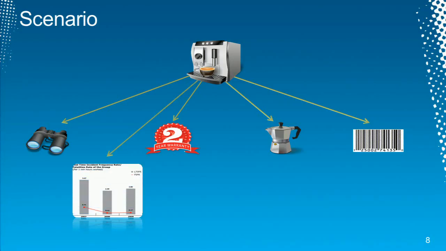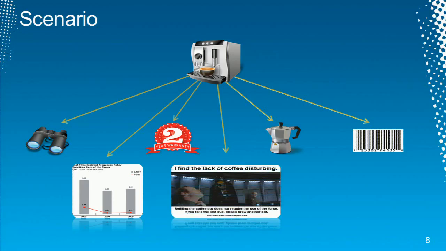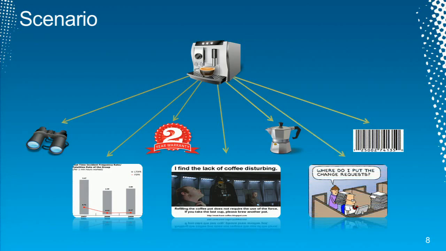We want to be able to report on that. Maybe find or capture different types of requests for coffee. And then also dealing with how we keep track of those changes that we want to make for this particular business service.